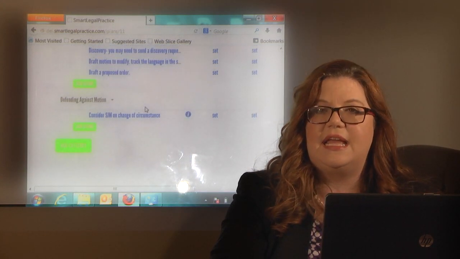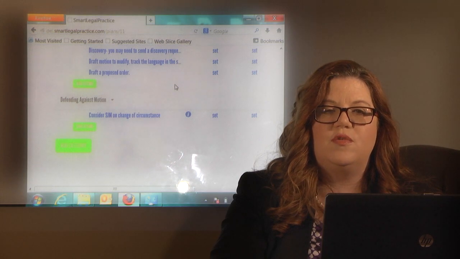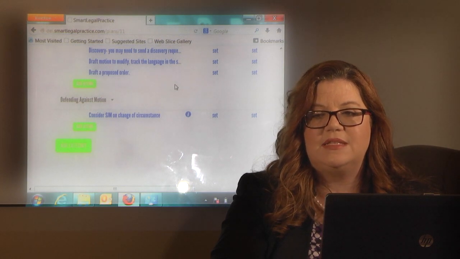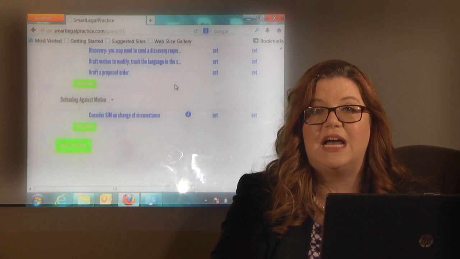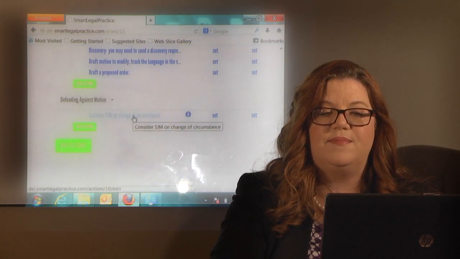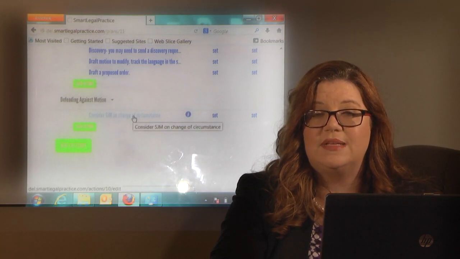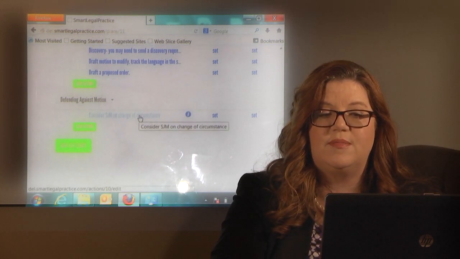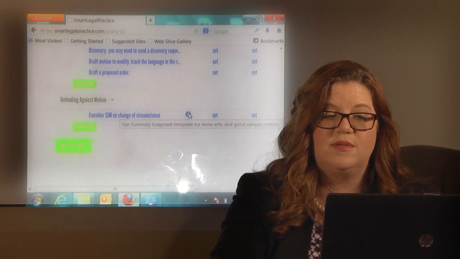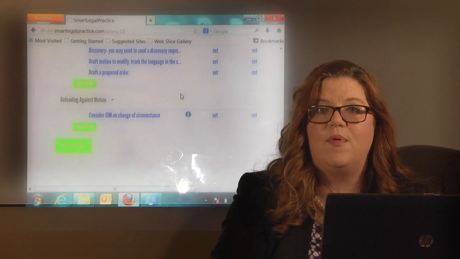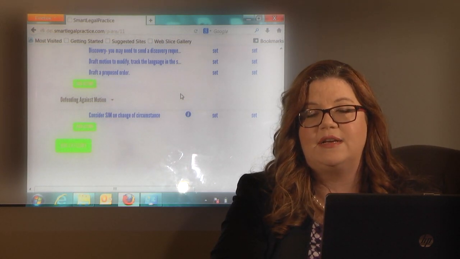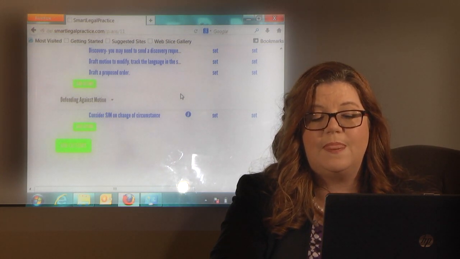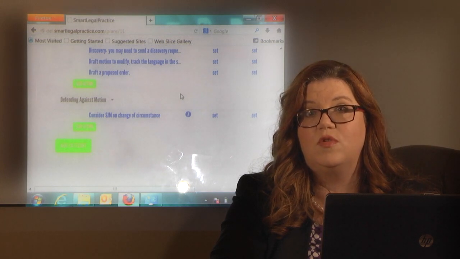Okay, what if you're defending against a motion to modify? So your client is the payor and they're asking that your client pay more, and you don't want to pay more. Maybe it's not even been a year, so the burden of proof is higher, and the change of circumstances is going to be harder to show because not much time has passed. One thing to consider if you're defending is a motion for summary judgment on the issue of change of circumstance. And we have a good sample motion for summary judgment in Smart Legal Practice for you to look at on this topic on child support. I think this is something that's worth looking at.